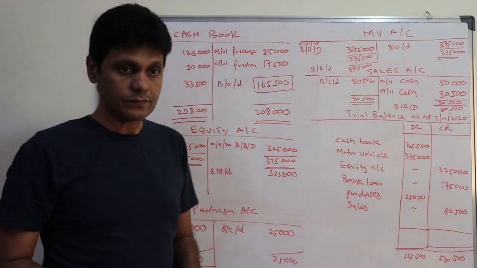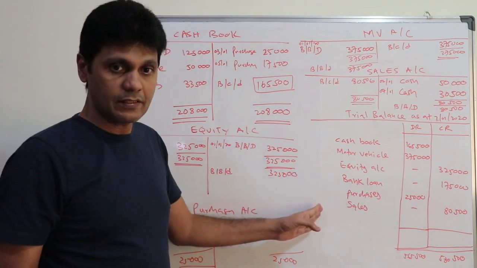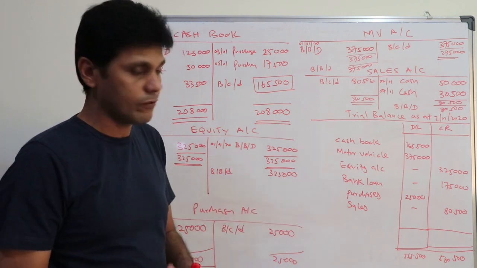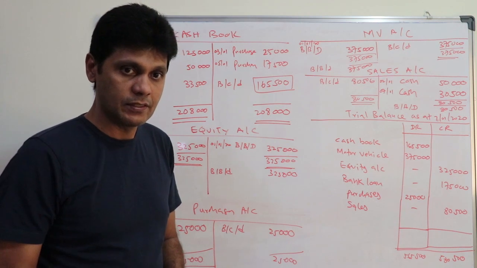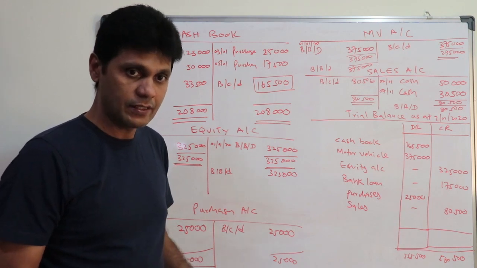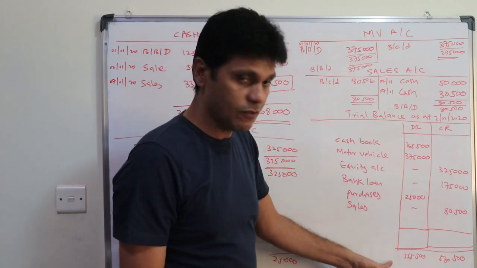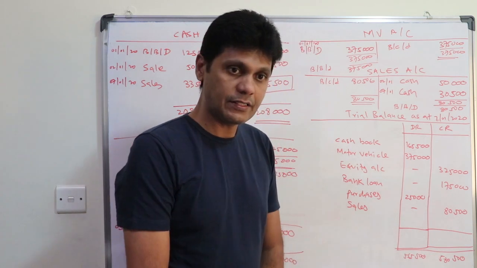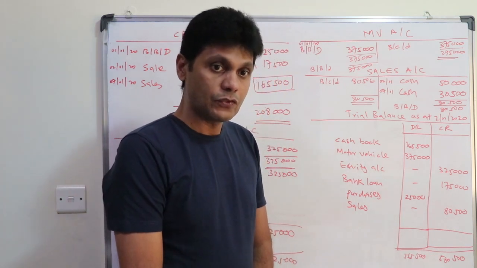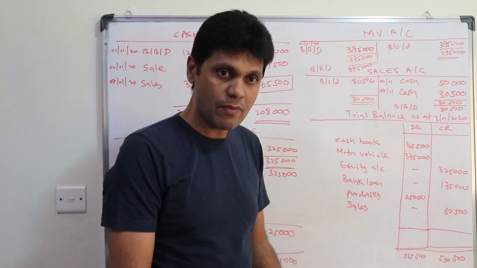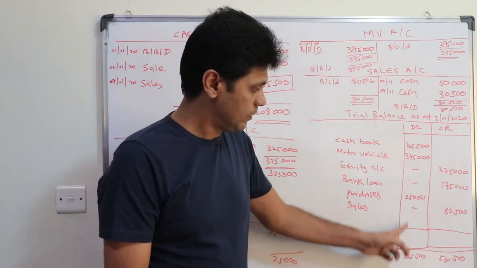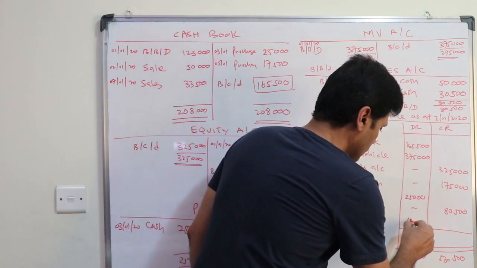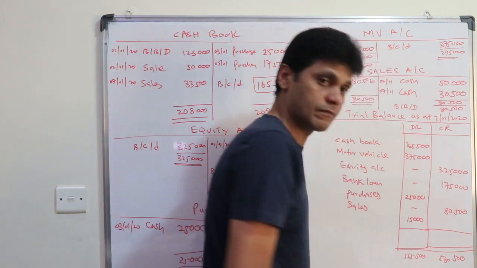Now we have extracted the trial balance. So what can you understand from this trial balance? Is it balancing? No. Your debit side is 565,500. Your credit side is 580,500. So your debit side is less by how much? Your debit side is less by 15,000. So this is the difference.